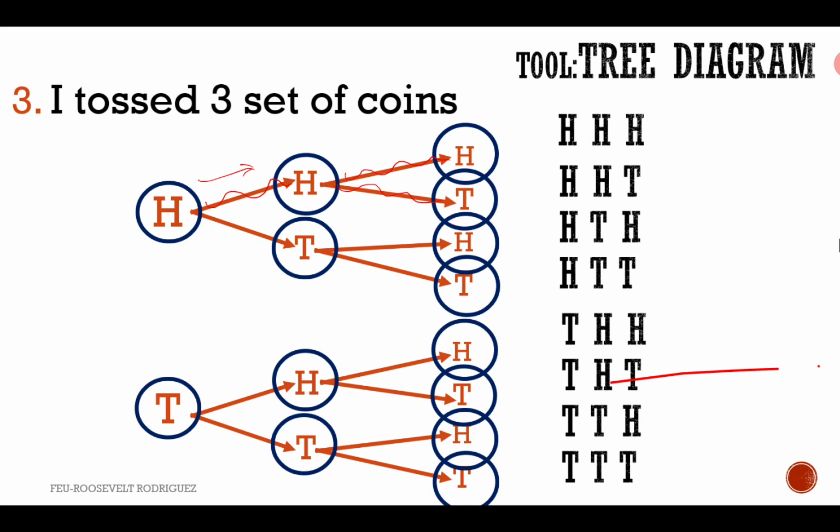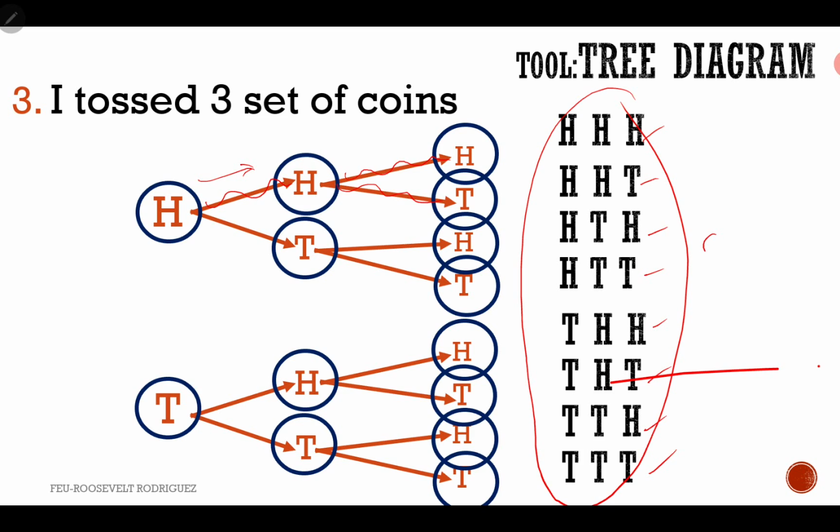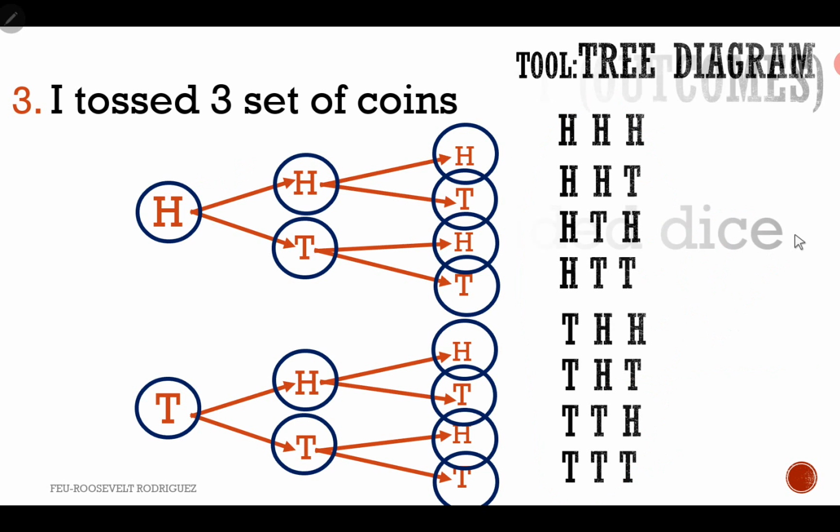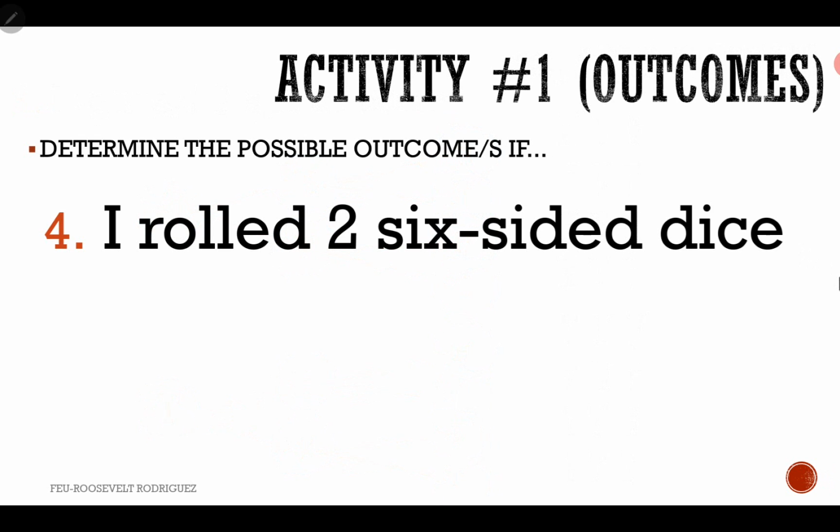Now, if you want to count, since principle of counting yung ating topic, so, let's count all of the possible outcomes na meron dito sa tossing 3 set of coins. Automatically, here's our sample space. If that is our sample space, the number of possible outcomes for this particular problem is 1, 2, 3, 4, 5, 6, 7, 8. So we have 8 possible outcomes. Okay? Next. So for our item number 4, if we roll two six-sided dice.